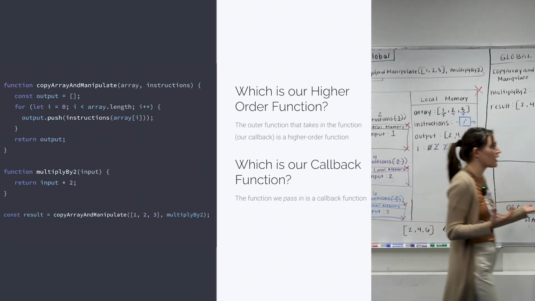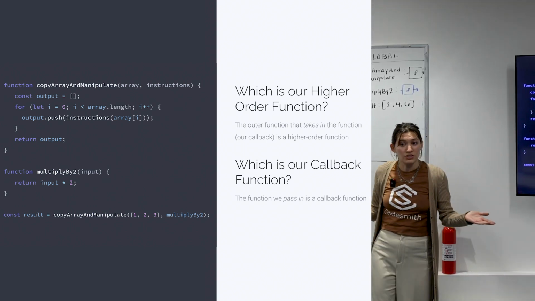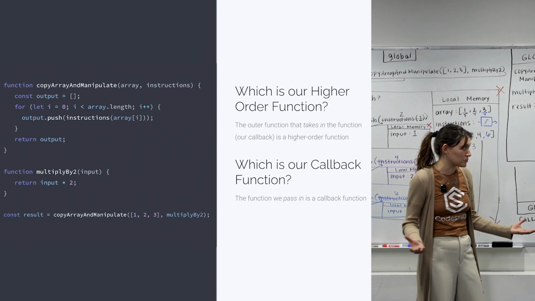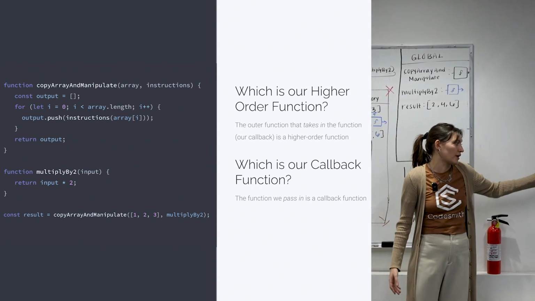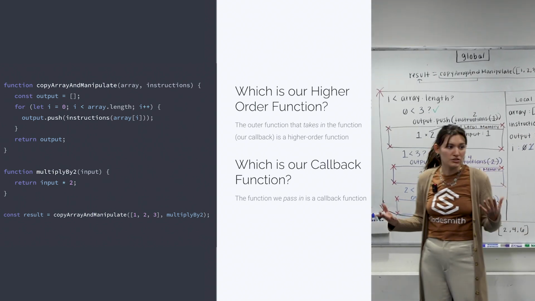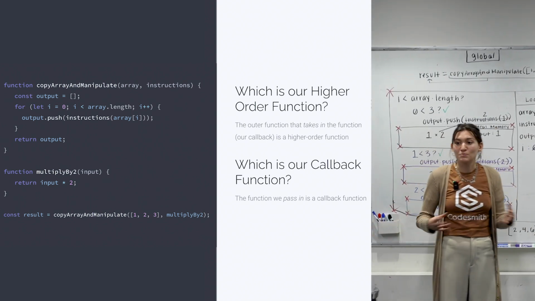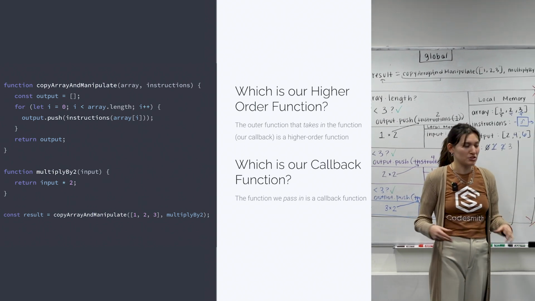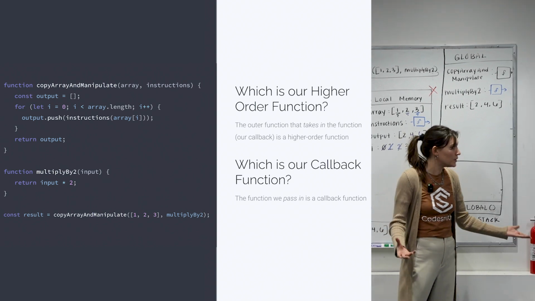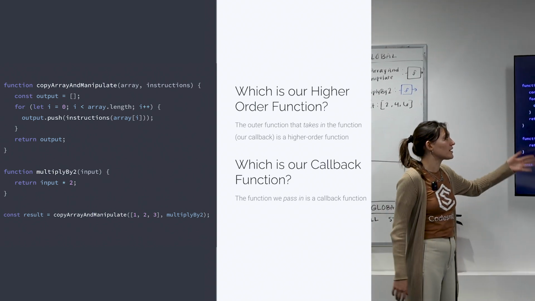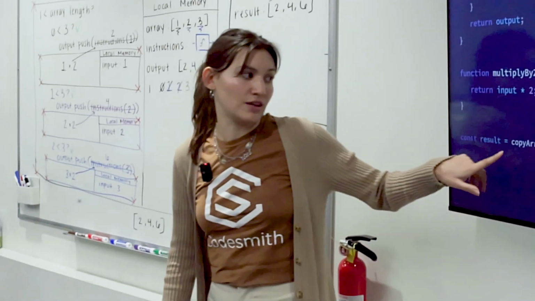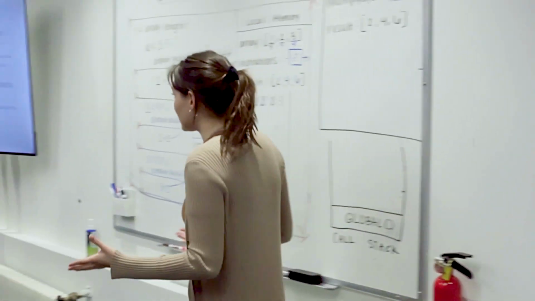Now, multiply by 2, this is just a regular function. There's nothing fancy about it. If I wanted to just invoke multiply by 2, like underneath where I'm declaring result, to multiply some number by 2, I absolutely could do that. I don't have to specify, hey, this is a callback function. I can just declare a function and use it as a callback if I want to. It just becomes a callback when we pass it into the function invocation of copy array and manipulate.